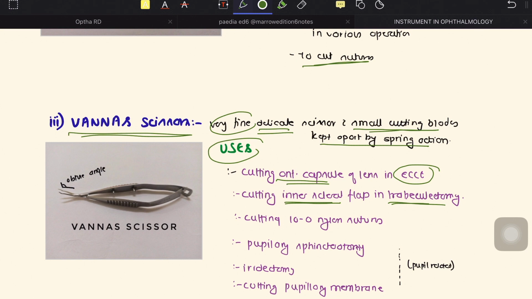It is used to cut 10-0 nylon sutures. If you have gone in the OT, you will know that 10-0 nylon sutures are very fine sutures. It's very difficult to identify them also. So to cut such fine sutures, you need a fine scissor, and that is your Vannas scissor.